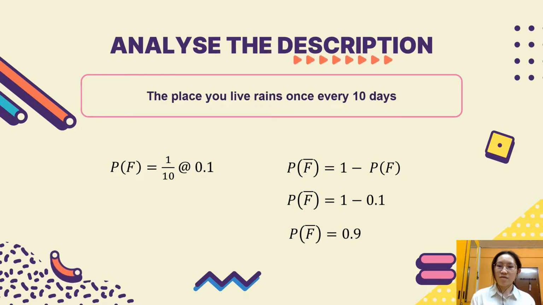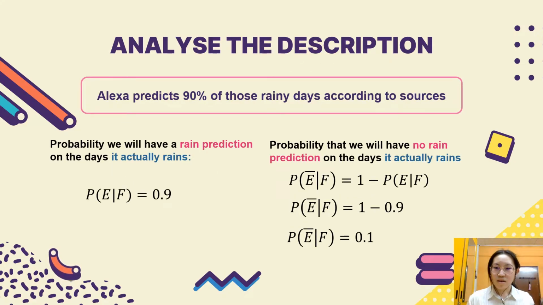The question stated that the place you live rains once every 10 days, meaning that the probability of it raining is 1/10 or 0.1. And by subtracting 0.1 from 1, the probability that it does not rain is 0.9. Alexa predicts 90% of those rainy days according to the sources, which means the probability we will have a rain prediction on the days it actually rains is 0.9. For rainy days that were not predicted by Alexa, we subtract the probability we will have a rain prediction on the days it actually rains, which is 0.9, from 1. The probability that we will have no rain prediction on the days it actually rains is 0.1.